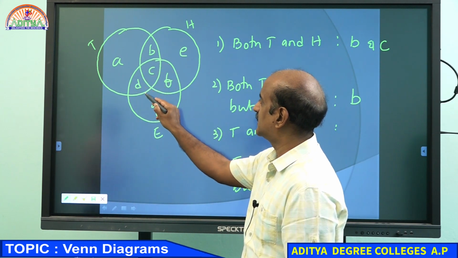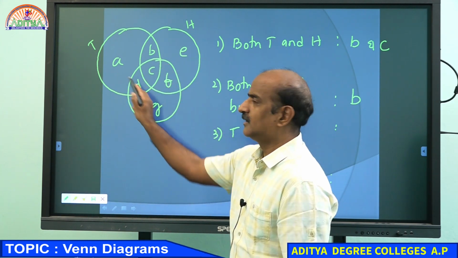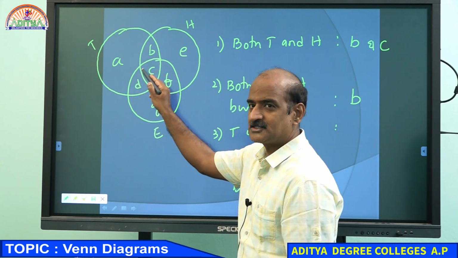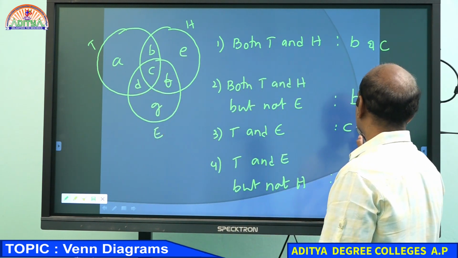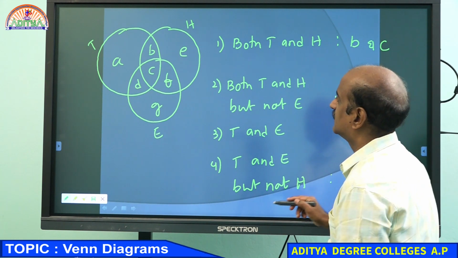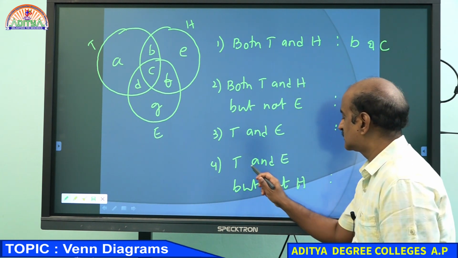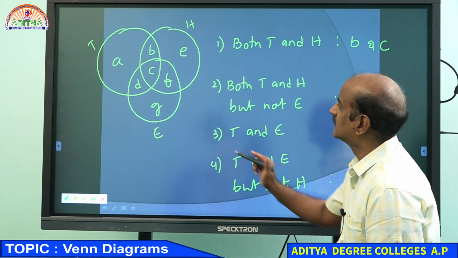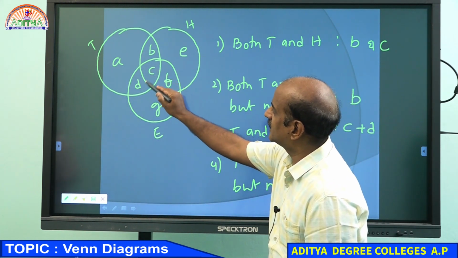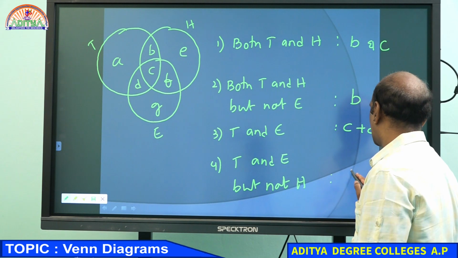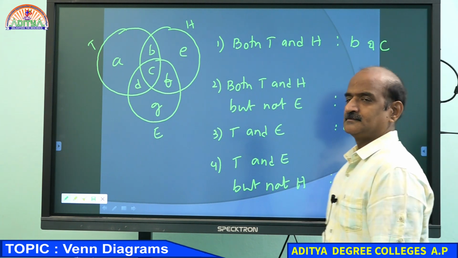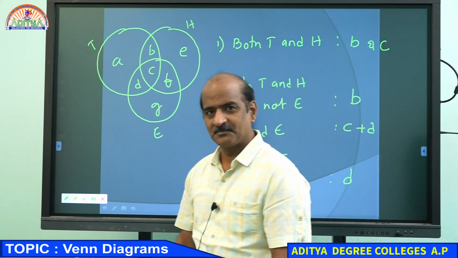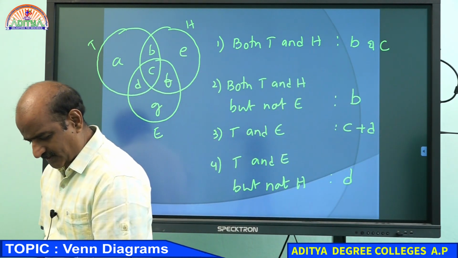This is the common area of those who like Telugu and English. Check it out. And for this question, your answer must be C plus D. But for my question number 4, Telugu and English, I specifically mentioned not Hindi. Hence C should be removed from that, and you can take D. Am I clear to you?